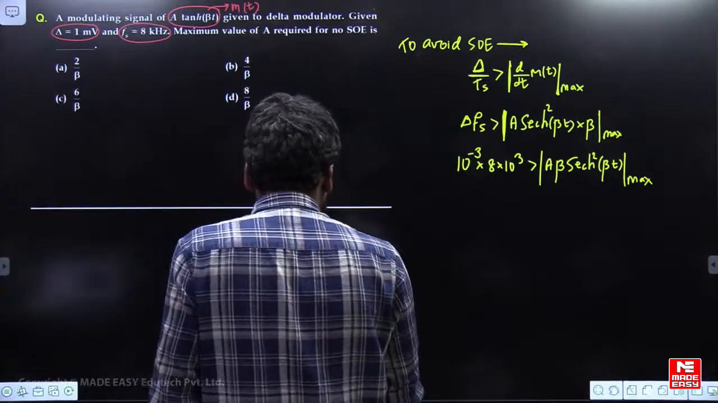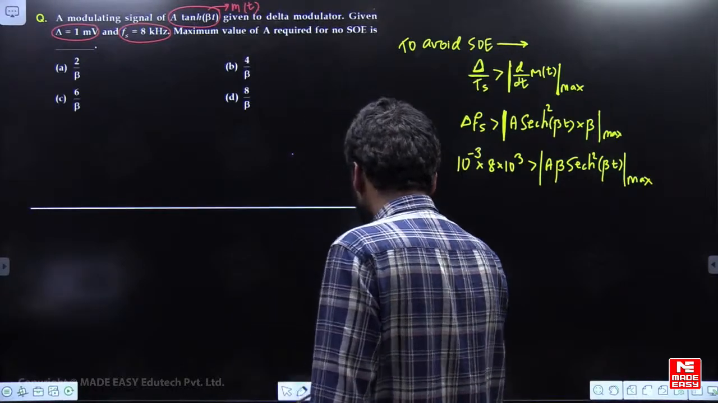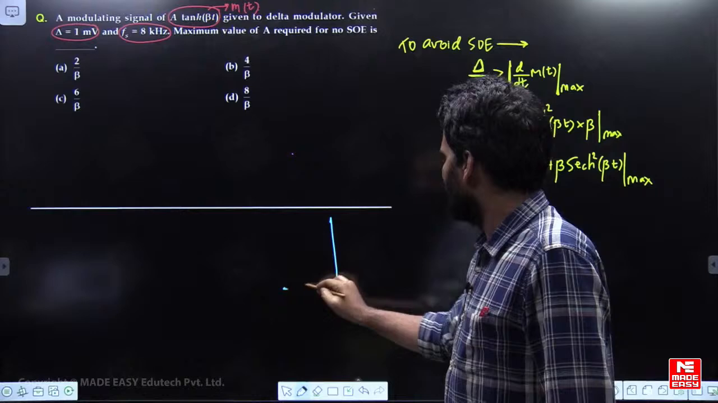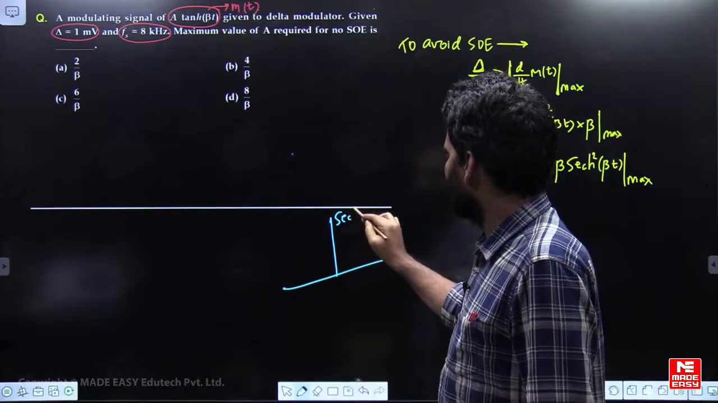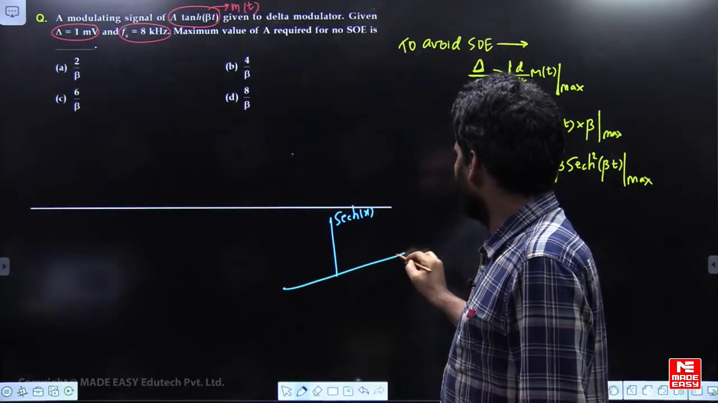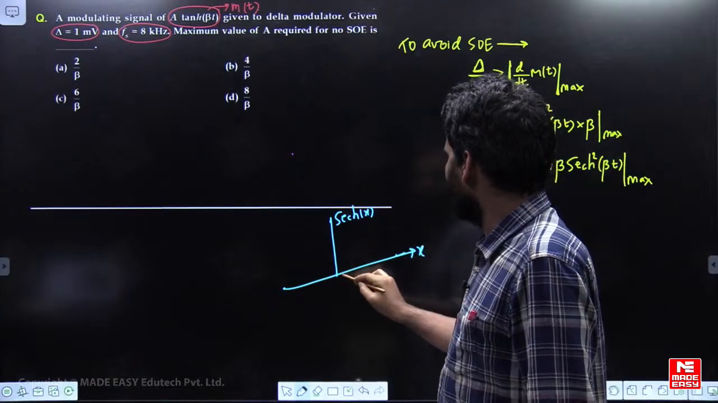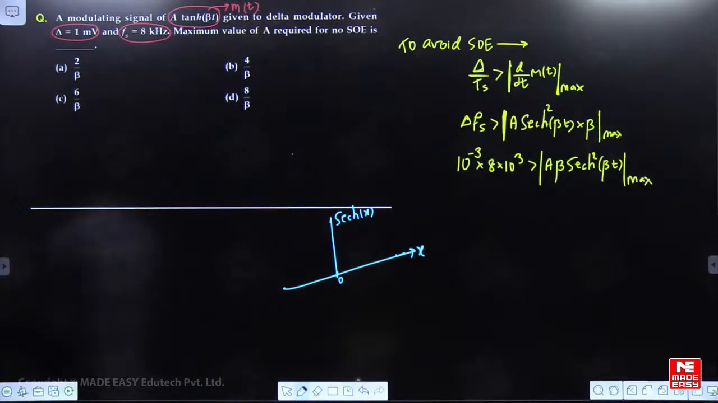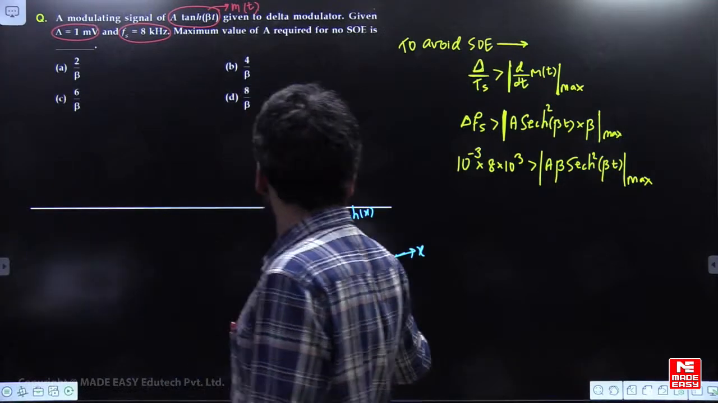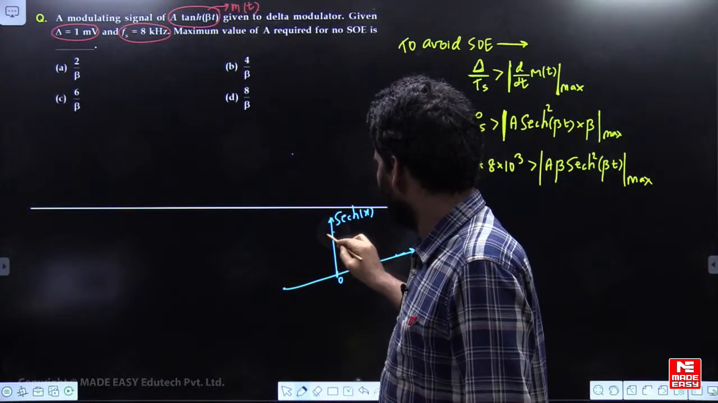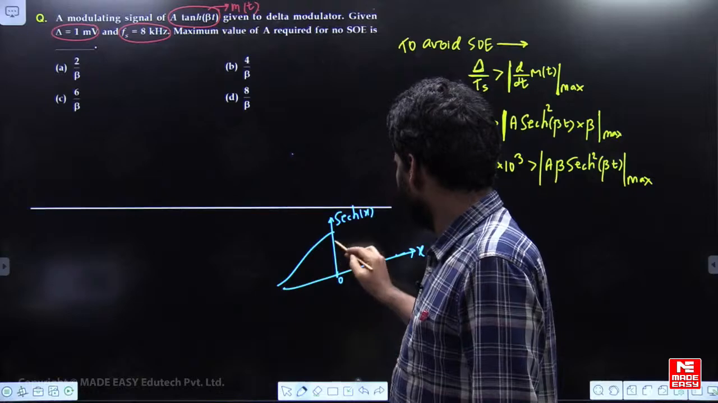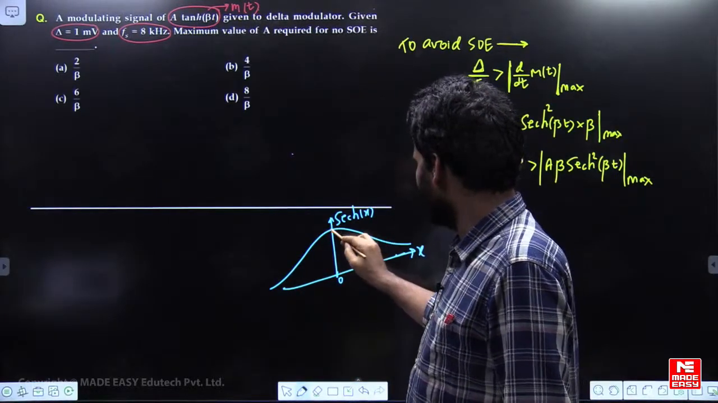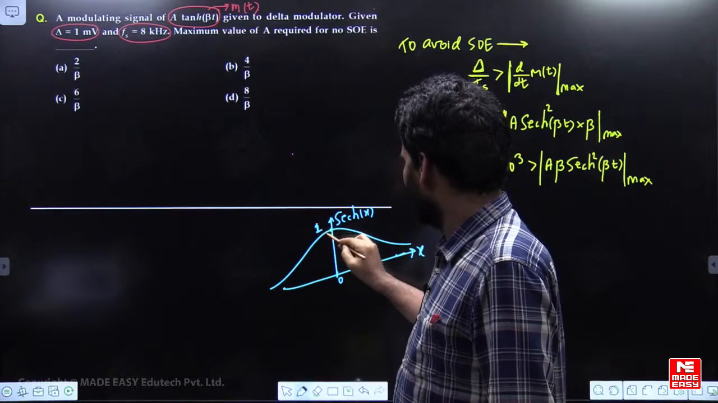What is the maximum value possible for the sech function? If you plot a graph of sech(x) versus x, it is going to be like this. It almost looks like a Gaussian function, and this is 1.